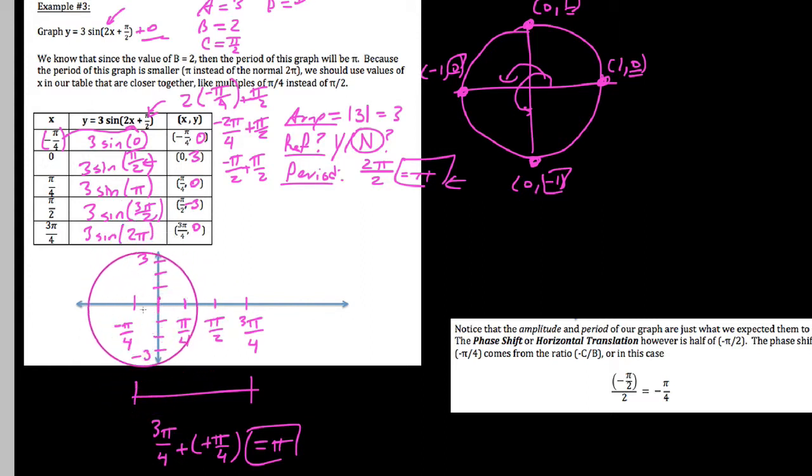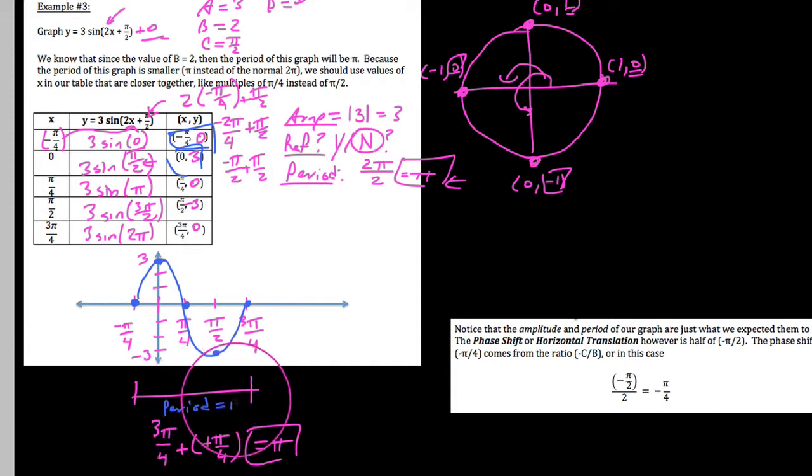But you'll notice that our graph here starts at 0 at negative pi fourths. So that's here. Negative pi fourths, 0, so 0, 3 is here. And then pi fourths is at 0, pi halves is at negative 3, and then 3 pi fourths is at 0 again. So here's our sine curve with an amplitude of 3 with a period of pi.